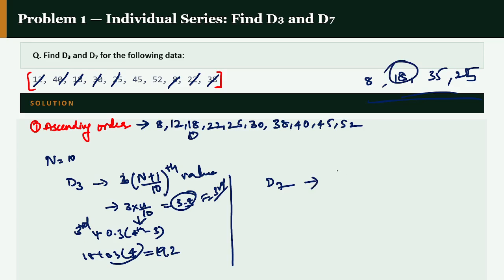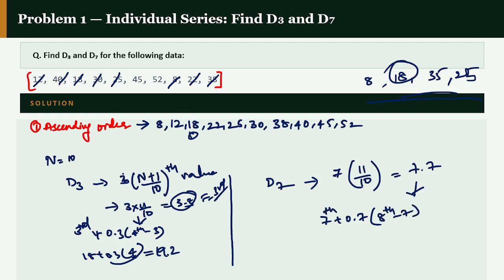And next for D7, it is 7 into n plus 1 by 10, which is 7 into 11 by 10th value, it's 7.7. Seventh value plus 0.7 into 8th value minus 7th value. What's the 7th value? 1, 2, 3, 4, 5, 6, 7. This is the 7th value. It's 38 plus 0.7 into 40 minus 38, it's 2. This is 1.4 and this is 39.4.